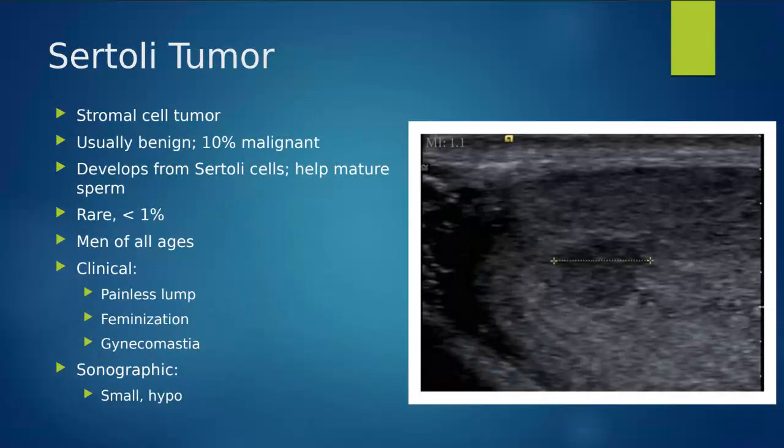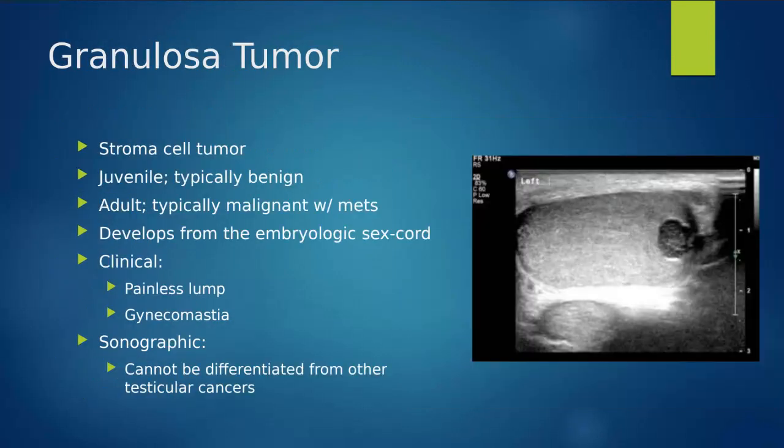But when we find something like this and we present it to the radiologist, we need to say, hey, I found this really small hypoechoic mass. My patient is complaining about enlarged breast tissue. I know that it could be some type of stromal cell tumor, maybe Sertoli, maybe Leydig, maybe Sertoli-Leydig combined. So we want to make sure that we have our education to support us when we're presenting these to a physician. Next, we have a granulosa tumor.